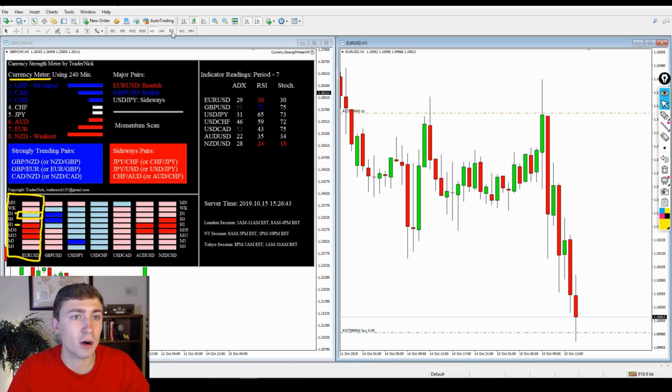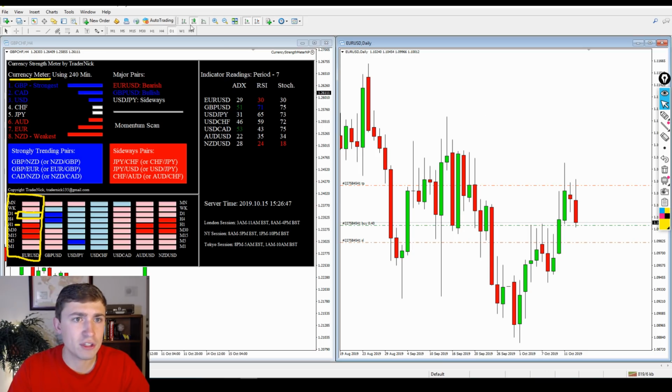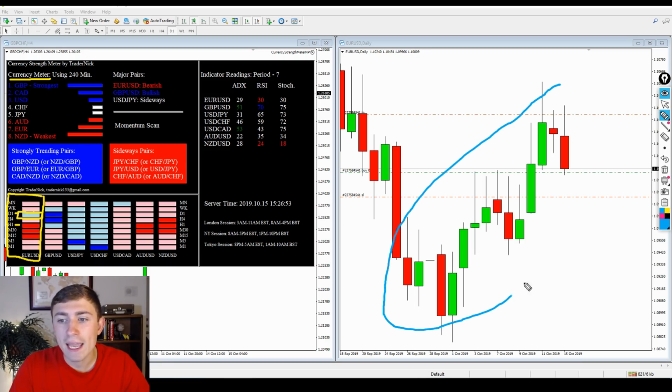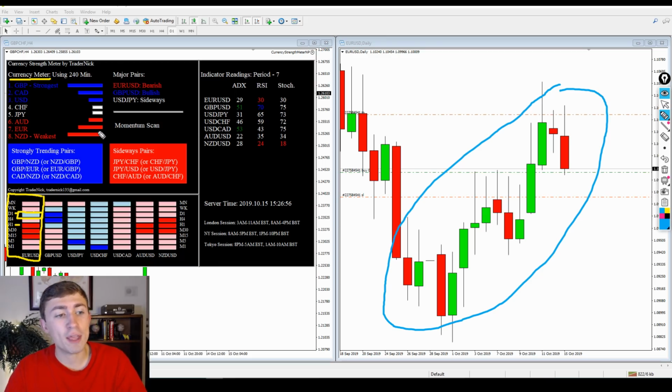And so that's what's kind of highlighting the point that, okay, this is a pullback in context of, if we go to the daily chart on the Euro, and we zoom in just a little bit here, you can see that we do have some bullish momentum here, right? So price is moving to the upside and giving us a pullback. This is just an example of one trade that I'm taking with the help of the currency strength meter.